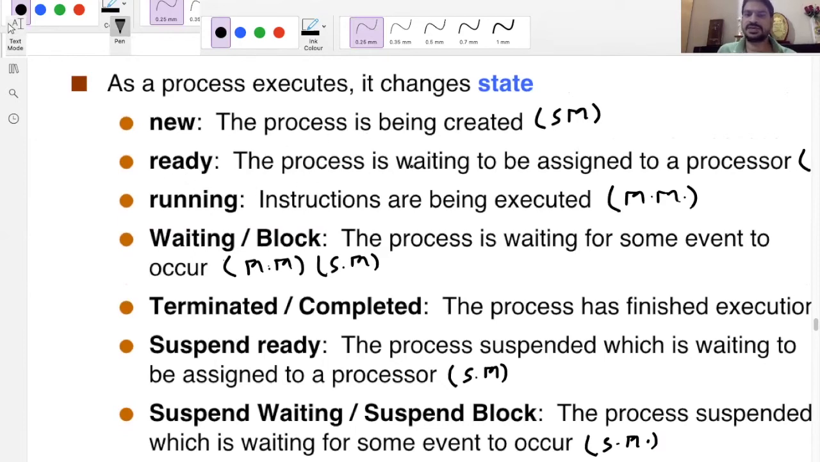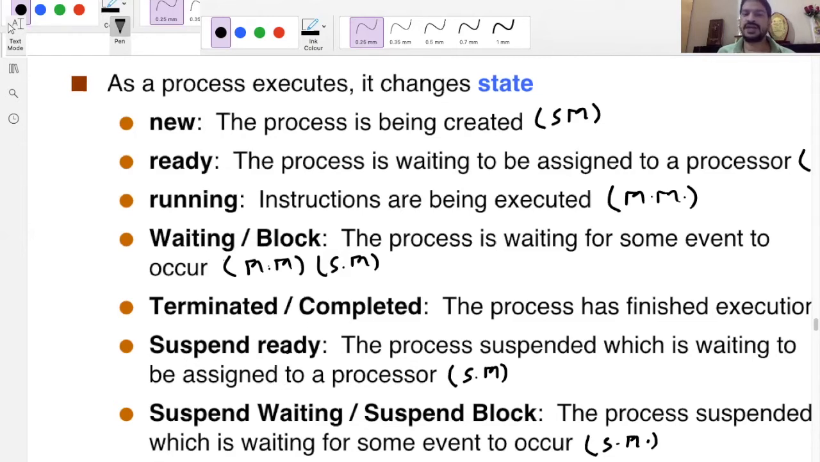Ready means the process is waiting for a processor. Running means the instructions of the process are running inside the CPU. Waiting or block: when a process requires any IO operation to perform, it will be in a waiting state or block state. Terminate or complete: when a process completes its execution, it will go into the terminated state or completed state.